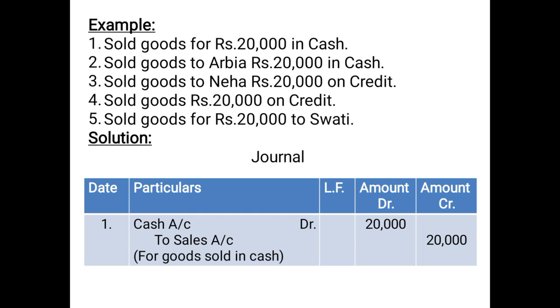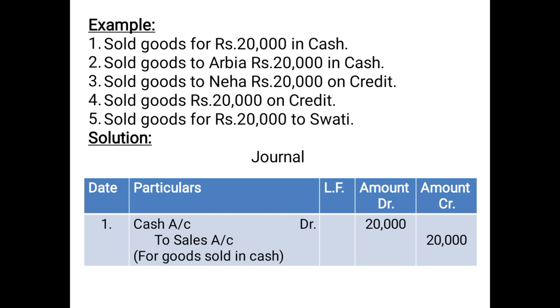Now as you can see, the name of the customer is given to you, but we need not consider the name of Arbia because it is a cash transaction. The goods are sold to Arbia, no doubt, but they are sold in cash. So as we know, whenever goods are purchased or sold in cash, we do not take the customer's or supplier's name into account. So which will be the two accounts affected? Cash and sales.